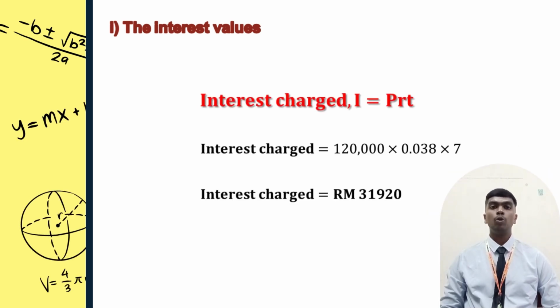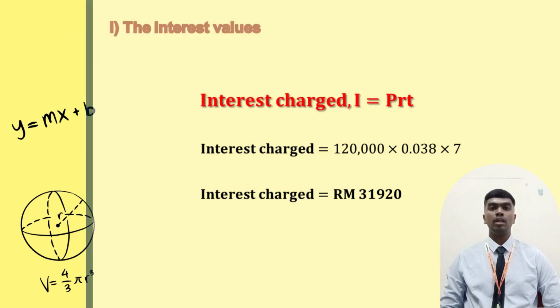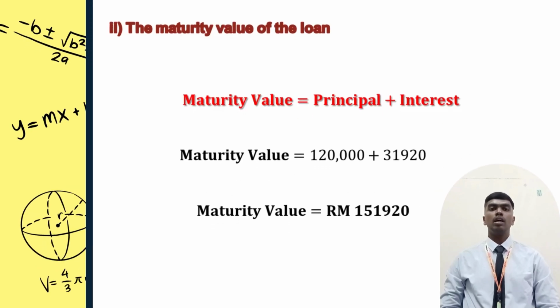For question 1B, the principal is RM120,000, the rate is 3.8%, and the time is 7 years. First, the interest value. To find the interest value, we must use the interest charged formula I equals PRT. Interest charged equals 120,000 times 0.038 times 7. So the interest charged equals RM31,920.